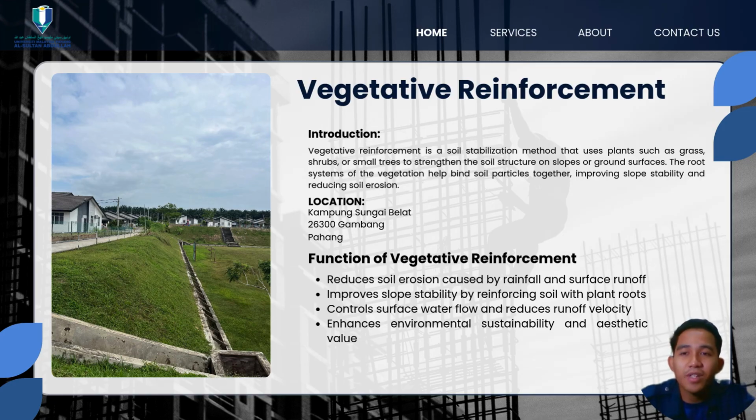Vegetative reinforcement functions by using plant roots to bind and strengthen the soil, which helps to improve slope stability. It reduces soil erosion by slowing down rainwater runoff and protecting the soil surface. The vegetation also helps control surface water flow and minimize soil loss during heavy rainfall. At the same time, it provides an environmentally friendly solution that enhances the natural appearance of the area.